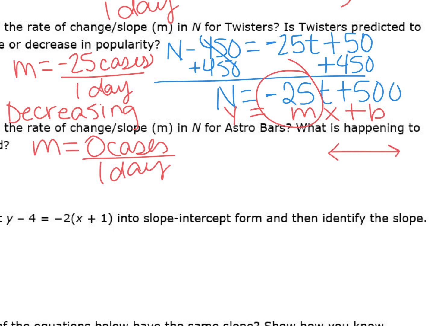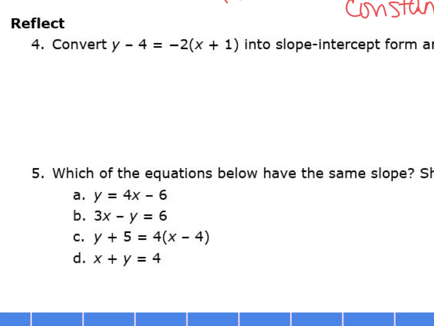So that means that our demand is constant, right? It's going to be the same amount every day. It's not changing. Doesn't mean they're not making any. Just means that they're ordering the same amount each time. Astrobars is living this.